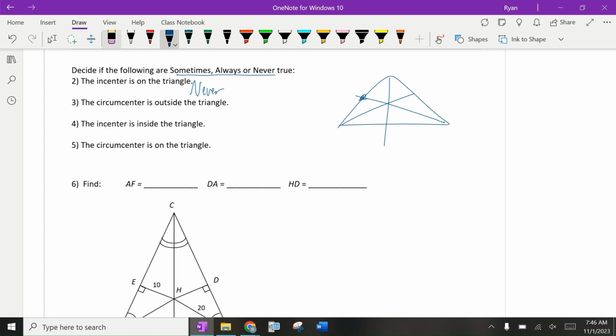Number three, the circumcenter is outside the triangle. So think about that one for a second. Can you think of some examples where maybe I could get that circumcenter outside of the triangle? Is it sometimes, always, or never outside of the triangle? I'll give you a quick 5 seconds if you want to think about that.